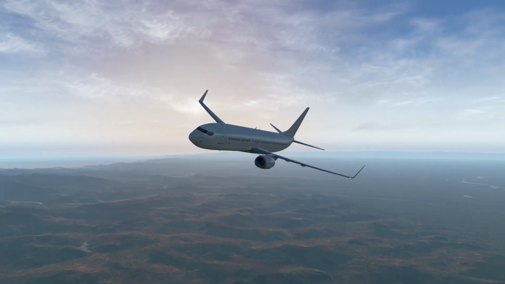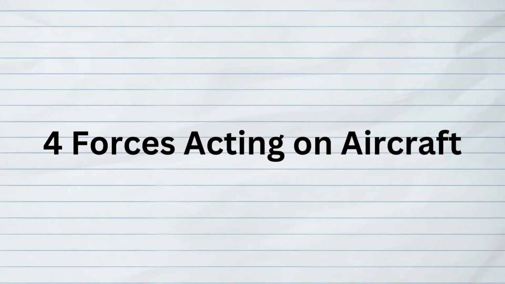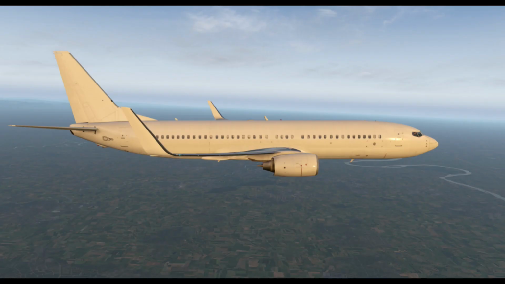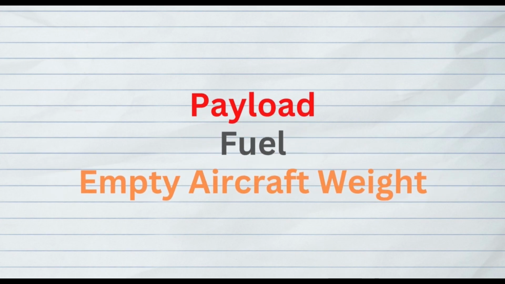After looking into the main parts of an aircraft and how they function, we can look into the 4 aerodynamic forces which act on these vehicles. The first and most obvious one is weight, which acts perpendicular to the plane and is directed towards the center of the Earth. The total weight depends on factors such as payload, fuel on board, and the weight of the airplane, while empty and unfueled.